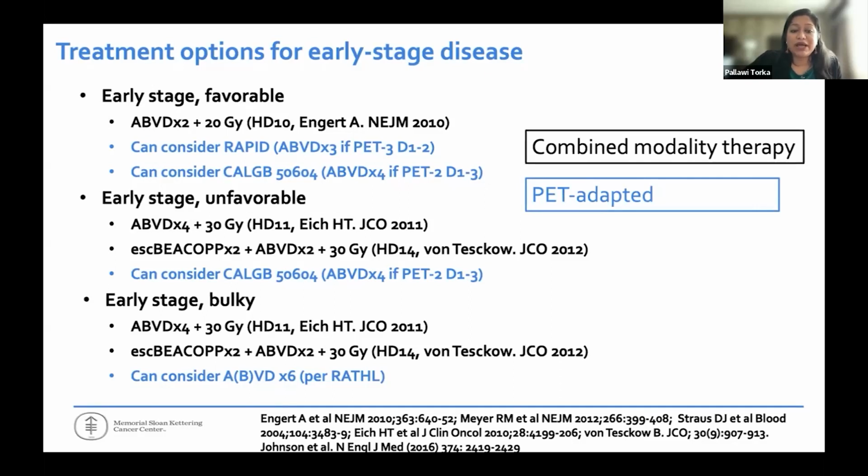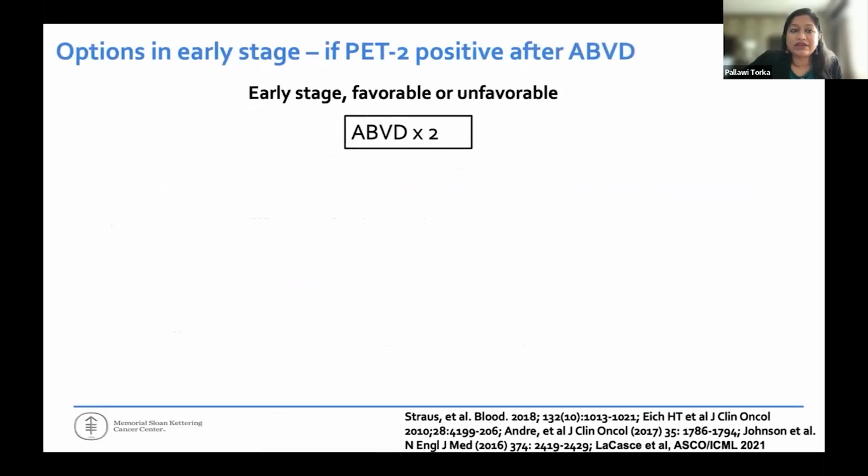In early stage bulky, I generally tend to use the RATHL approach because those patients were included in the RATHL study, and it's just so much easier for me. You do 2 cycles of ABVD, you do a PET scan, which is negative in like 80 to 90% of cases, and then you just finish out with 4 cycles of ABVD.